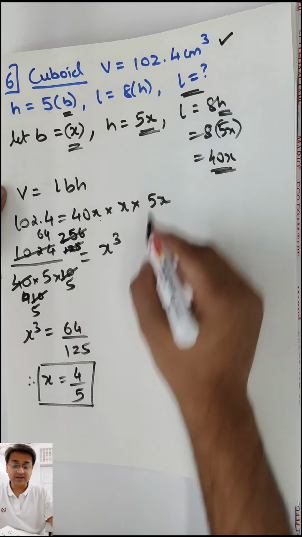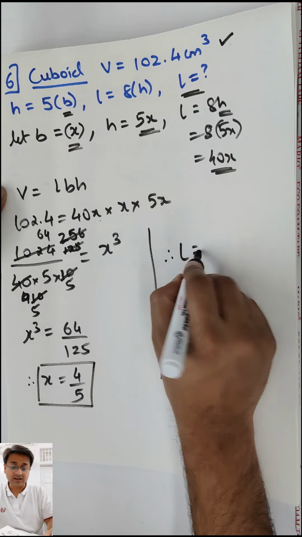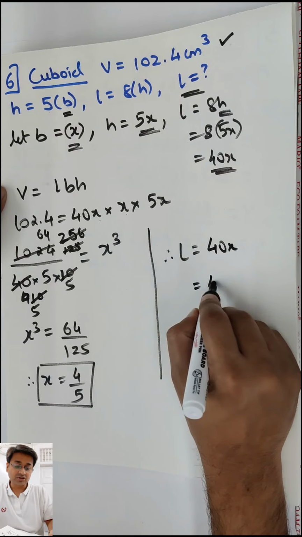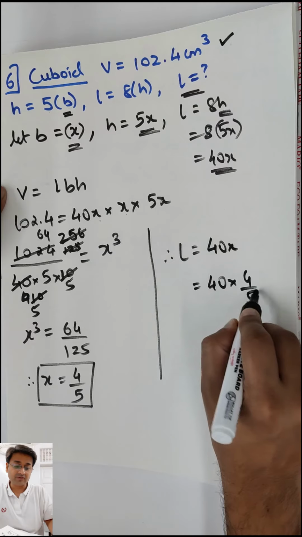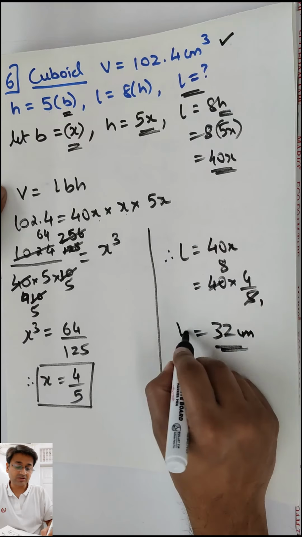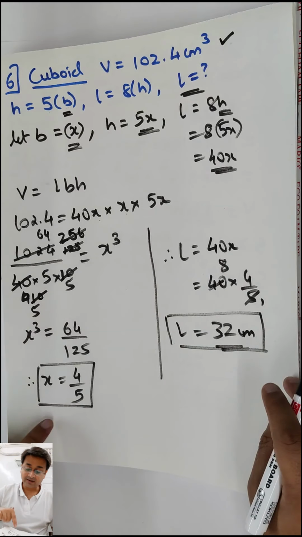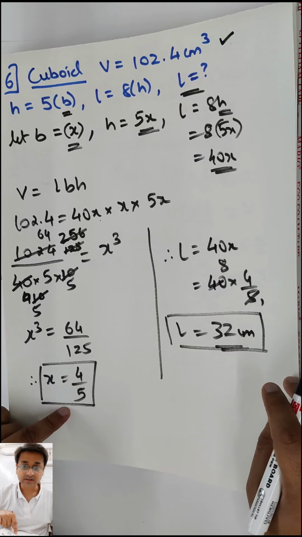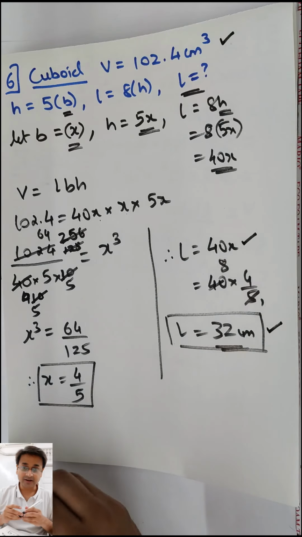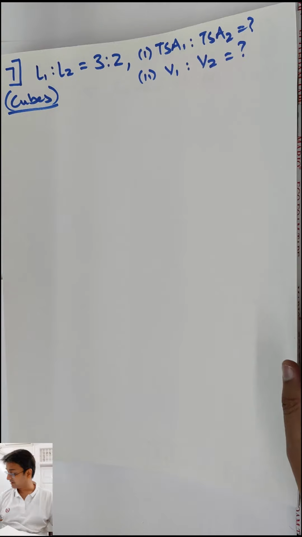What I want is the length, so I'll say therefore length is equal to 40x. So that should be 40 into 4 by 5. 5 eights are 40, so that should be 32 centimeters. So don't get worried when you get x as a weird answer, because your target is the length, which is 32, and it is correct. Good job. Let's move to the next question, sum number 7.